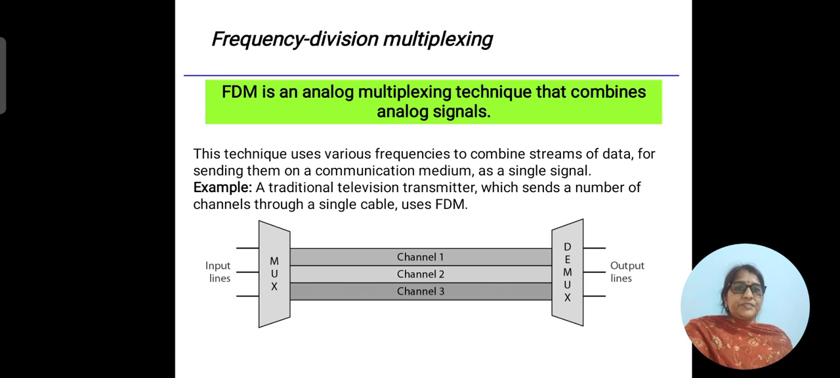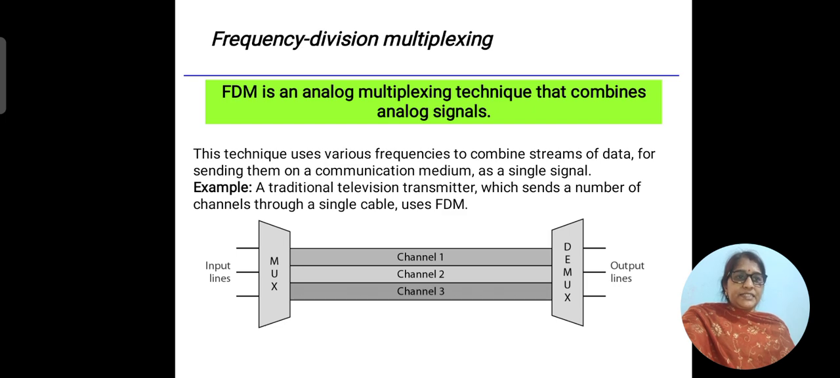The FDM, that is frequency division multiplexing, is an analog multiplexing technique that combines analog signals. This technique uses various frequencies to combine streams of data for sending over one communication medium as a single signal. For example, a traditional television transmitter which sends a number of channels through a single cable uses frequency division multiplexing.